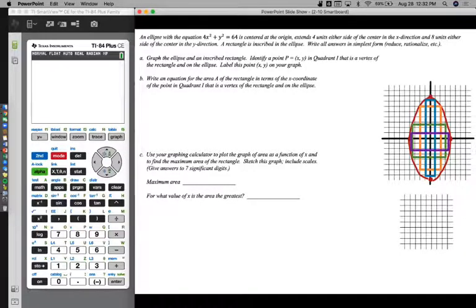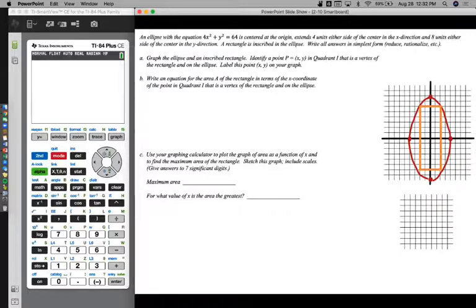And the point of a problem like this is to actually be able to write a function that represents the area of any one of these rectangles based on one of the coordinates, specifically the x-coordinate for this problem. So that's our goal eventually, is to be able to come up with an equation that expresses the area of any one of those rectangles based on one coordinate, the x-coordinate. So that's part A of part A.